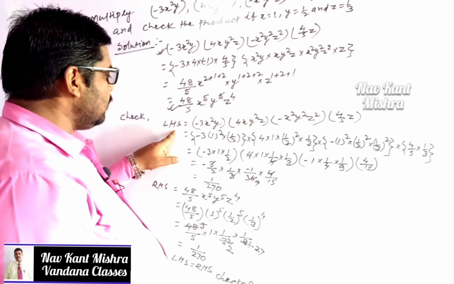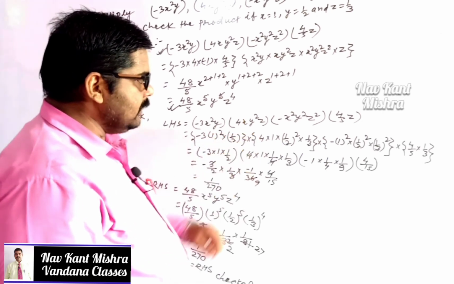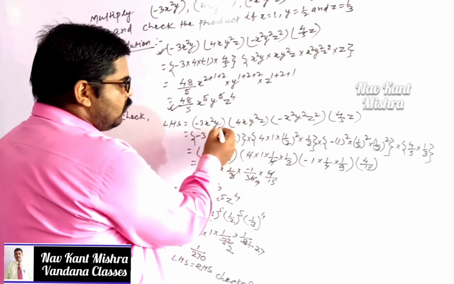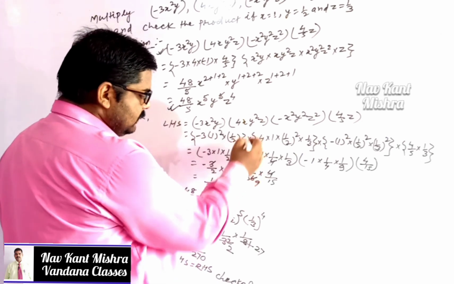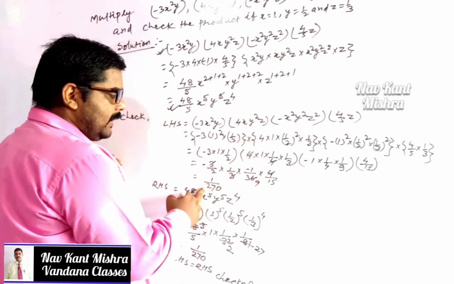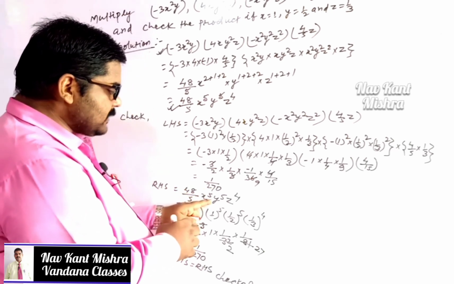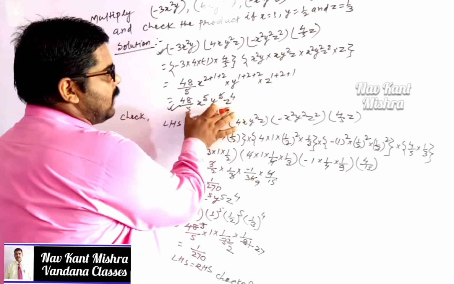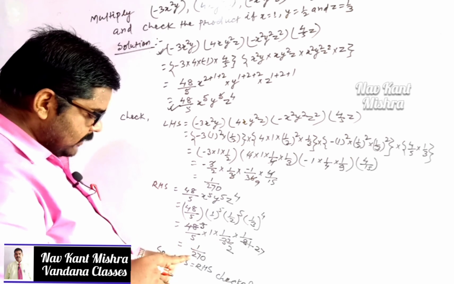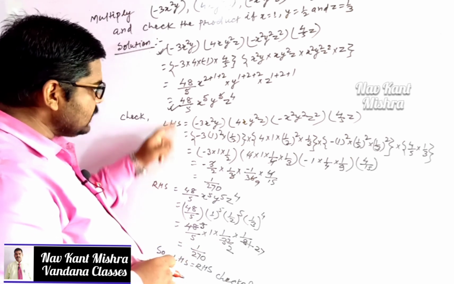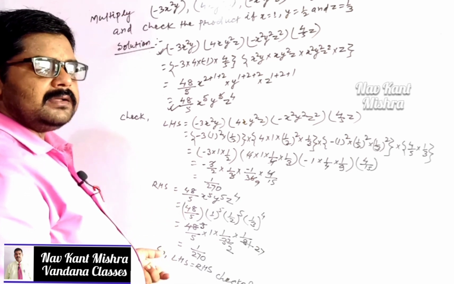I have just put the value of x, y, z in LHS, and after putting the value, x is equal to 1, y is equal to 1 upon 2, and z is equal to 1 upon 3, then I just get 1 upon 270. When I put the value of x, y, z in RHS part of this solution, then again I get 1 upon 270, and this proves that LHS is equal to RHS, and that is the verification of this question.